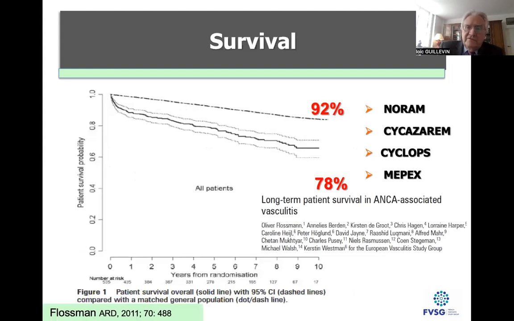But the results of the conventional treatment, for some of them, are summarized here. NORAM, CYCAZAREM, CYCLOPS, MEPEX are some of the prospective trials organized by the European Vasculitis Study Group. And you can see that at 10 years, according, of course, to the severity of the disease, the survival rate ranges from 78% to 92%.